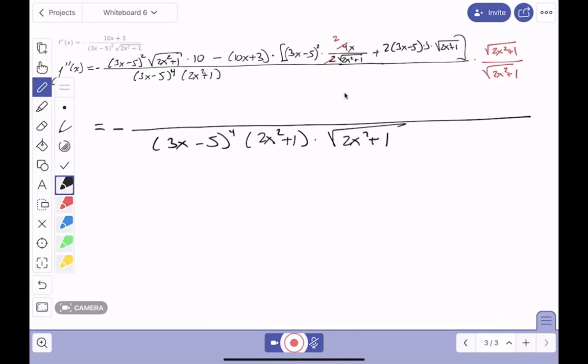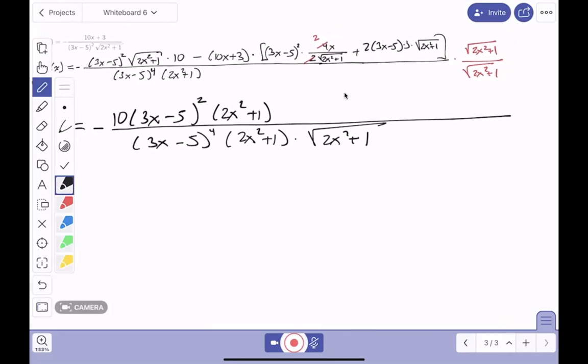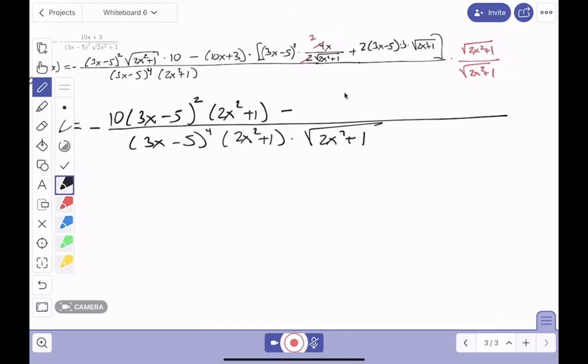I got to do this now. 3x minus 5 squared. I'll multiply it by a root. That's pretty simple. 2x squared plus 1. I'm going to see the 10. Wow. Minus 10x plus 3. That's not that bad.